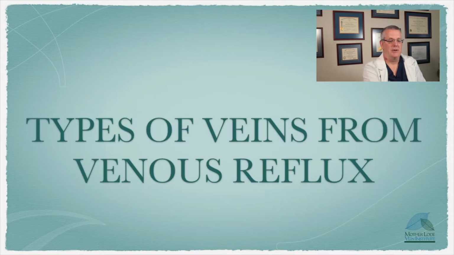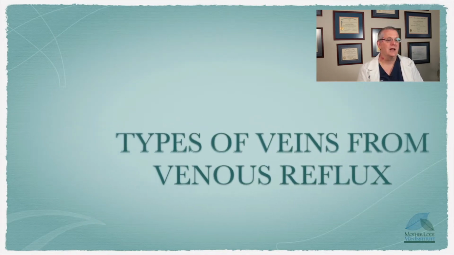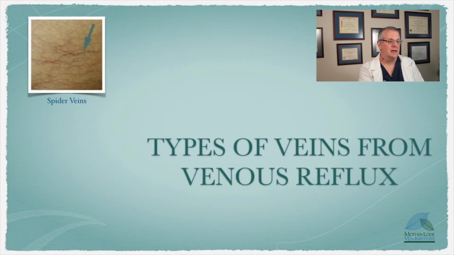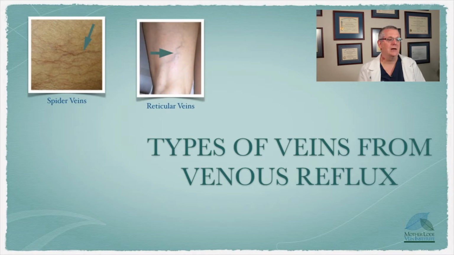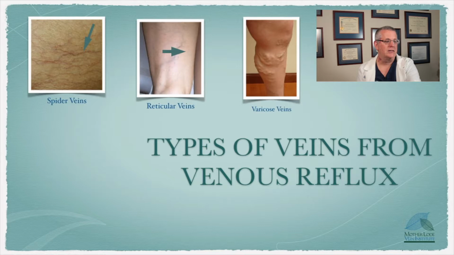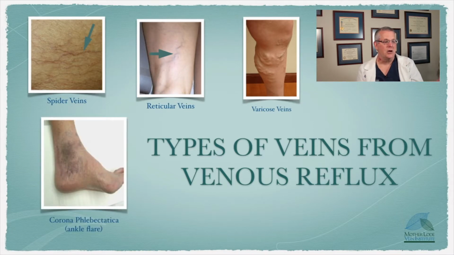And so I'm going to show you what the veins actually look like. These are as a result of venous reflux. So here's a spider vein, and that's just a tiny little spider vein, and that can occur as a result of venous reflux, as do reticular veins, which are just the smaller blue veins. And then you get the bigger, larger bulging veins, and those are called varicose veins, and that's typically as a result of venous reflux.